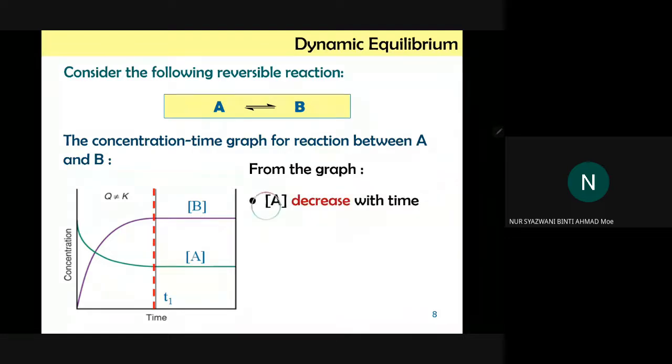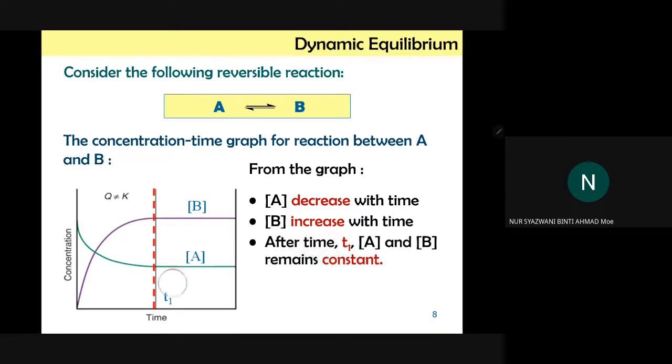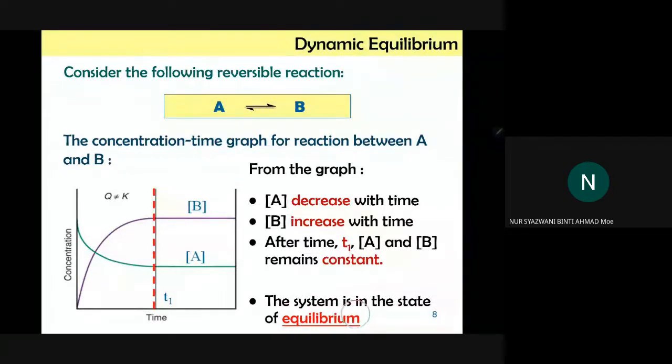So from the graph, A decreases with time. So reactant makin berkurang. B increases with time. Okay. Sebab makin meningkat produk. After time T1, A and B remain constant. And apabila tindak balas ini, concentration dia dah kekal, tak berubah-ubah, kita panggil sistem itu in a state of equilibrium. Sebab kita tak nampak perubahan. We do not see the changes in terms of concentration.